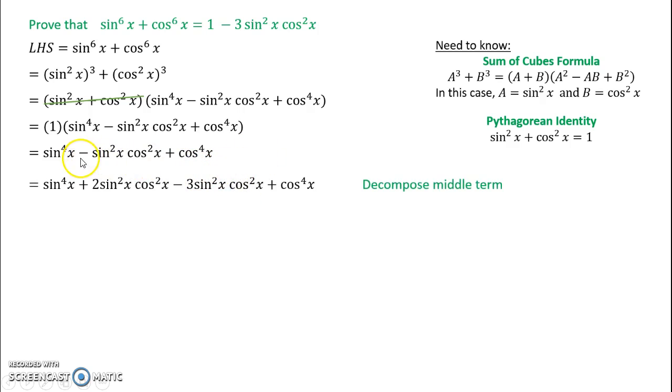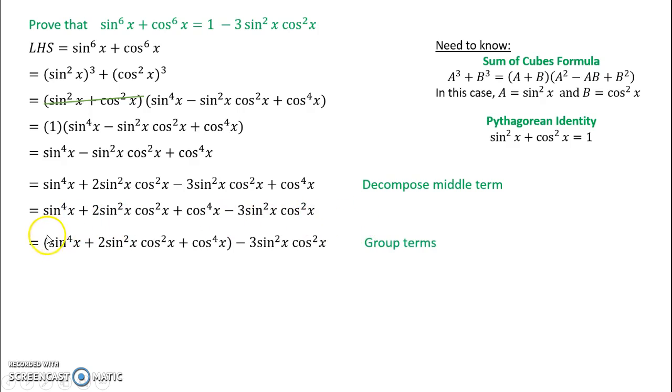Next, we're going to decompose the middle term. The middle term is going to be decomposed to 2 sine squared x times cos squared x minus 3 sine squared x times cos squared x. Now we're going to move cos to the power of 4x beside these two terms, and so this term is now going to become the last term. We're going to group these four terms together.